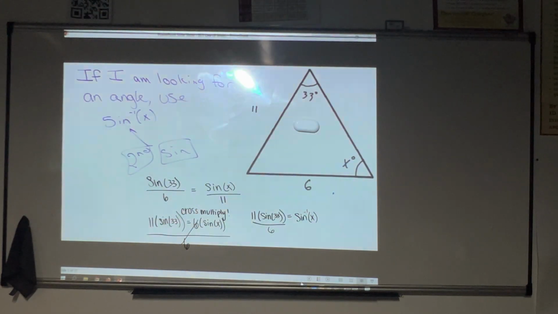What do I put in negative? So did you do the 11 sine 33 divided by 6? Perfect. So now you hit second sine, and now you have the little inverse sign, right? Now hit second again and the negative button, and it'll bring your answer from before down and put it inside of it for you.